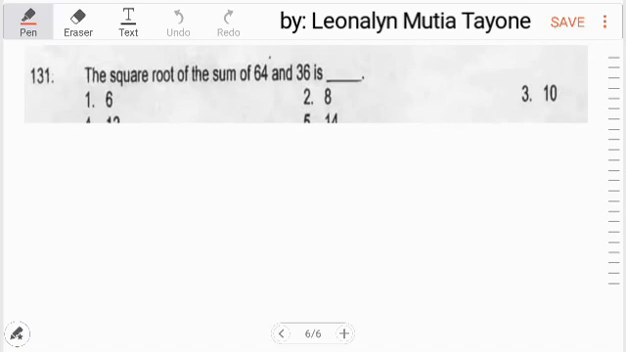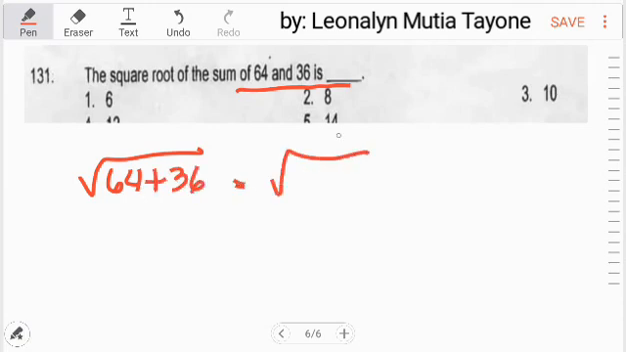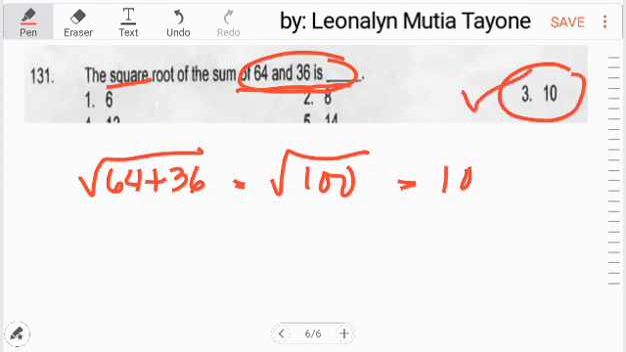The square root of the sum of 64 and 36. Ganito yan. Square root of the sum 64 plus 36. And that is, yung nasa loob ng square root, i-add muna natin yan kasi square root of the sum nito. So, 64 plus 36, that is 100. So, square root of 100 is 10. So, ito yung tamang sagot. 10.